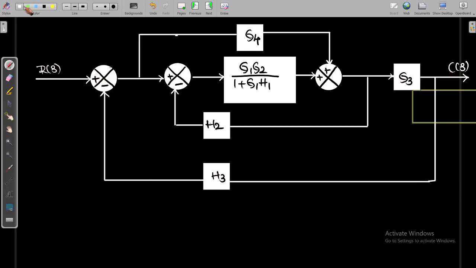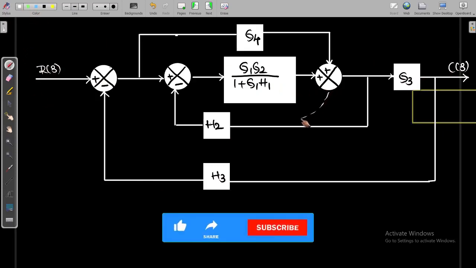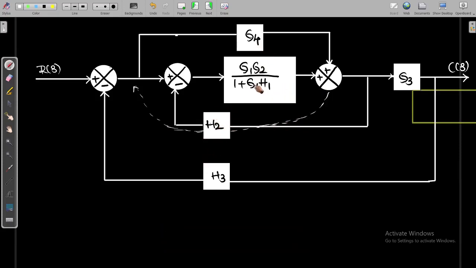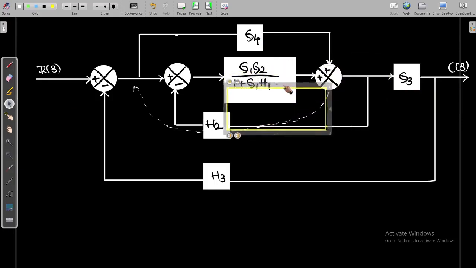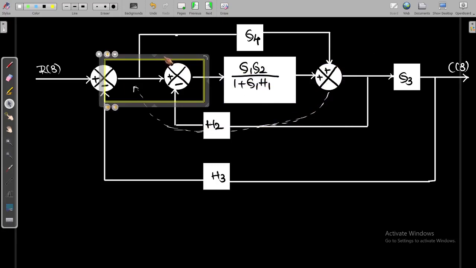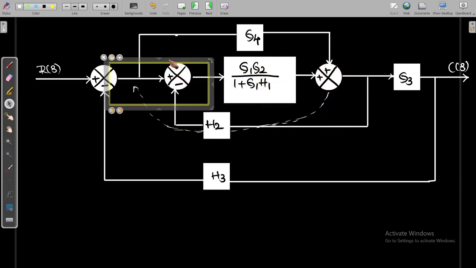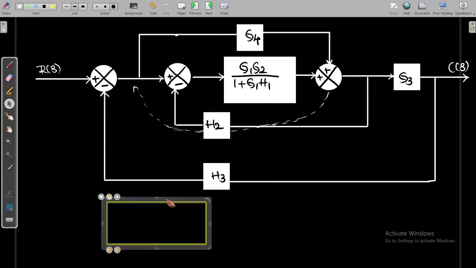So now what we will do, we are going to shift this summing point ahead of this block, so that this G4 and all these things will become parallel with respect to this block. So if you observe here, let us see what I am doing. I am going to shift this summing point. So this summing point is shifted to here. So let us do that in the next step.